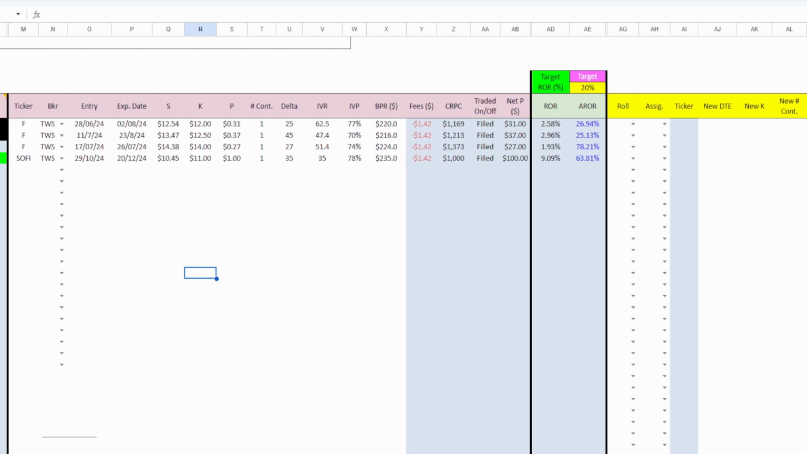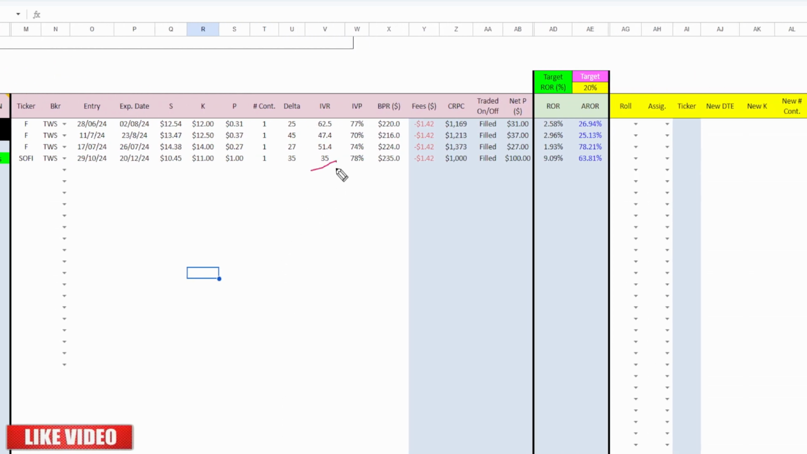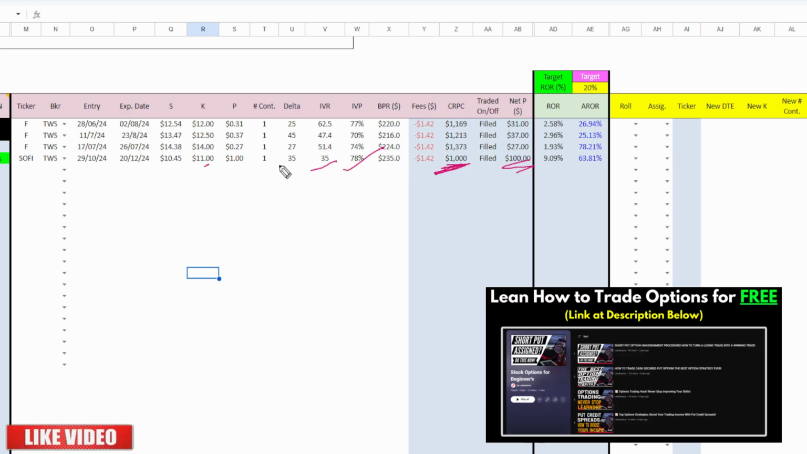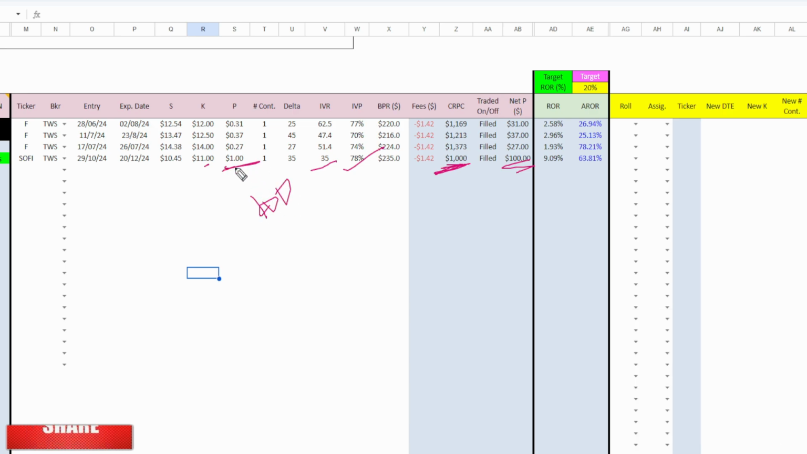And as you guys can see here on this chart, the IVR was 35, IVP was 78. That's how much buying power the broker required to open the trade. So I think it was this one here, if I'm not wrong. And that's how much we capture on that trade, which was $1. So in other words, we capture $100, because we have to multiply this $1 by 100. And the day that I opened the trade, my rate of return for that trade was 9.1%. Okay, 9.1%. That's not too bad.